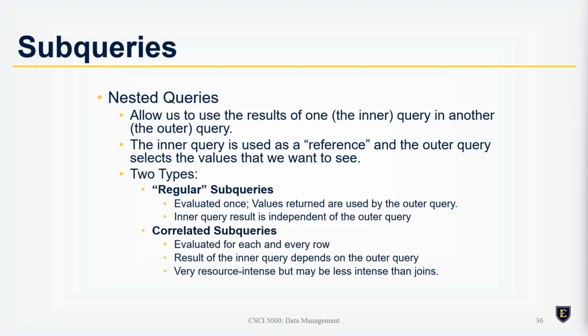A correlated subquery is one that is evaluated for each and every row. The result of the inner query depends on values in the outer query. This one is very resource intensive, but it may actually be less resource intensive than joins.